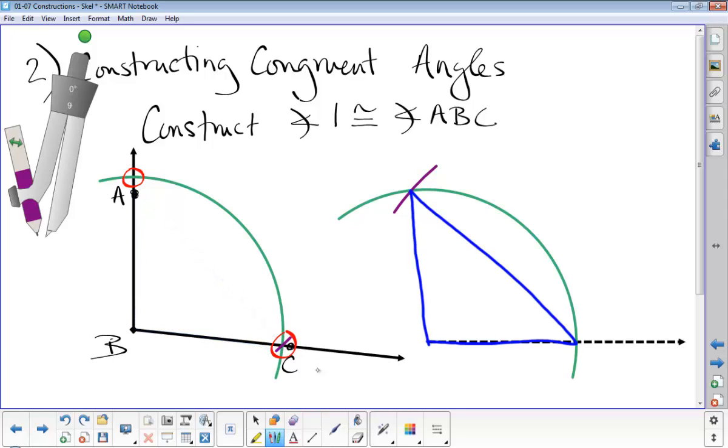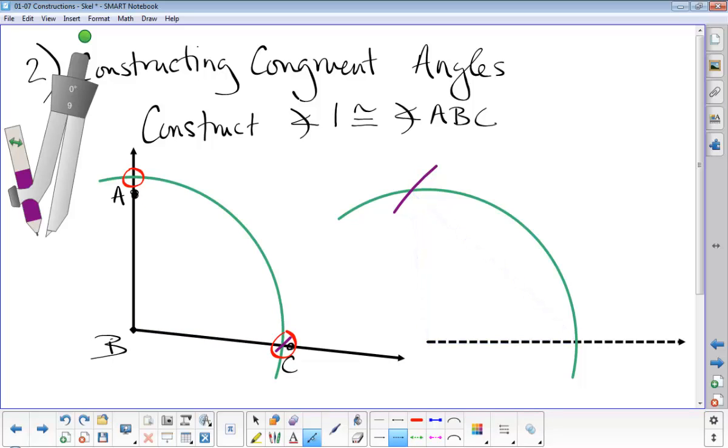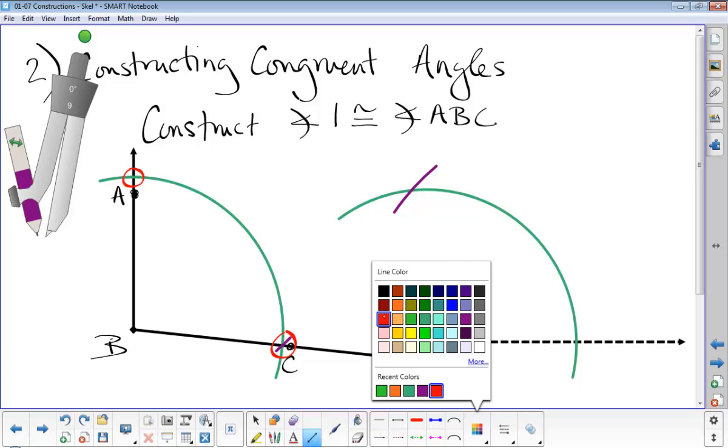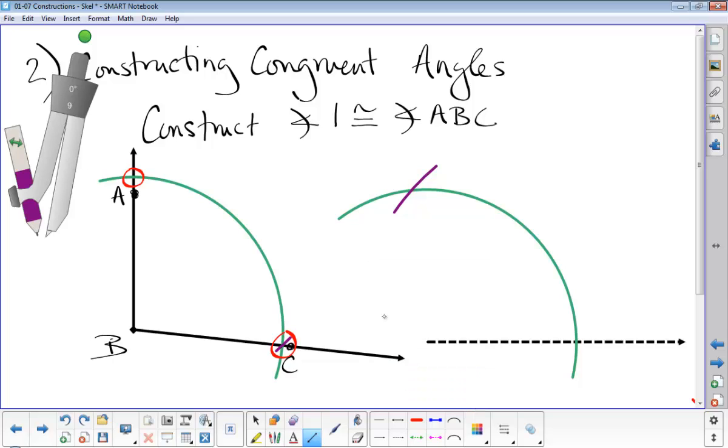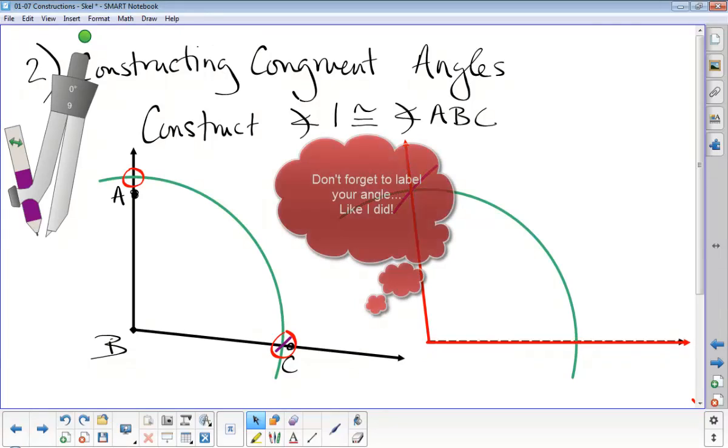Okay, so all I need to do now is break out my straight edge and use my straight edge to then draw a ray from our vertex, or the end point of the original ray, right through that point. And there we have our angle congruent to our given angle.